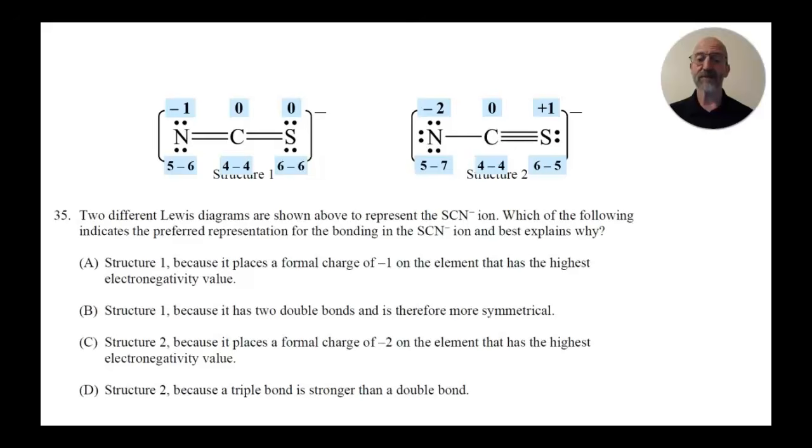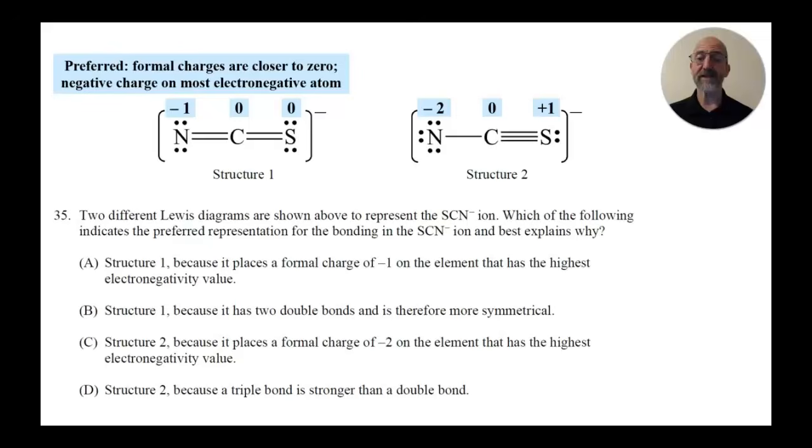So based on my analysis of the formal charges in structure 1 and structure 2, structure 1 is preferred. The formal charges are closer to 0, and the negative charge happens to be on nitrogen, which is the most electronegative atom. So looking at our four answer choices, choice B says structure 1, but the justification is incorrect. It says because it has two double bonds and is therefore more symmetrical. That's not the reason why.